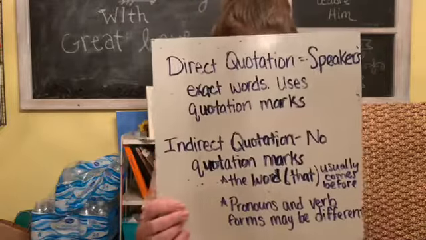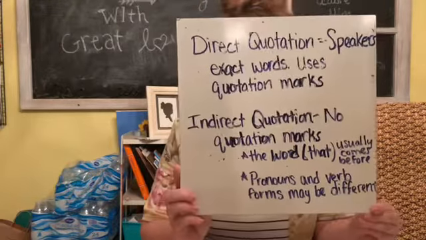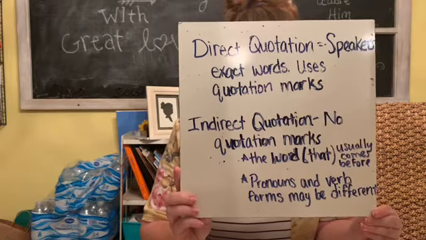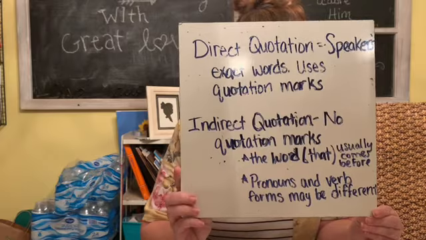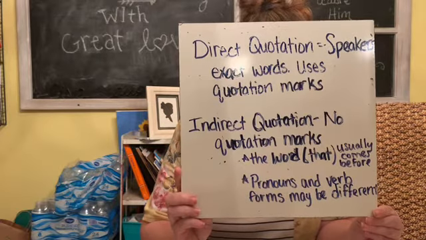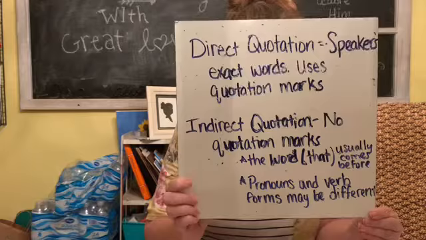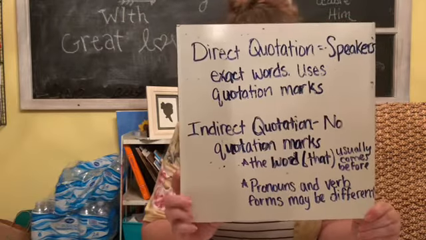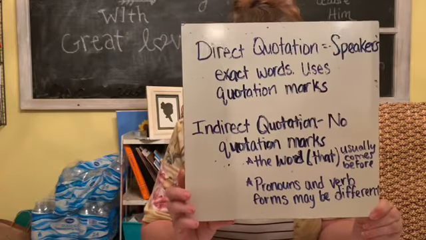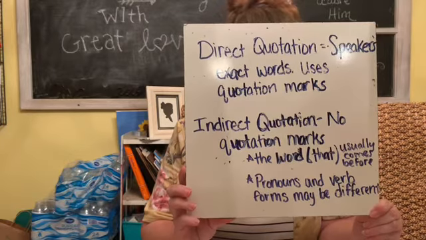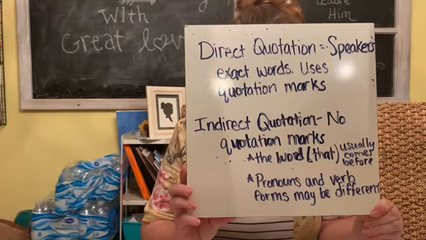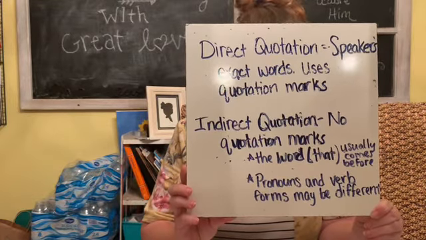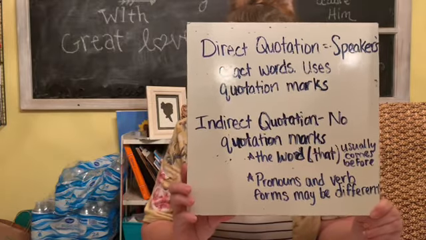Okay? All right. So a direct quotation repeats the exact words of a speaker or writer. An indirect quotation tells what a speaker said without repeating his exact words. When we take a direct quotation and change it to an indirect quotation, the quotation marks are removed and the word that may be added, and some pronouns and verb forms may change.